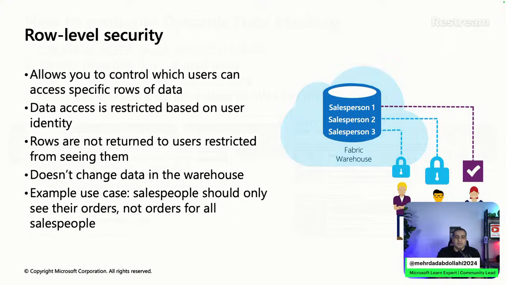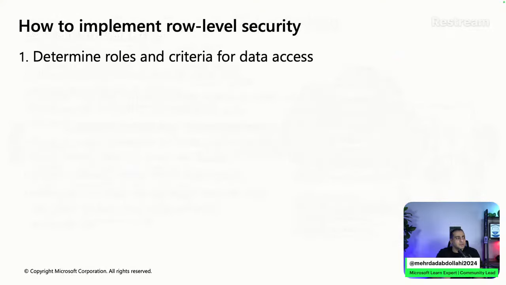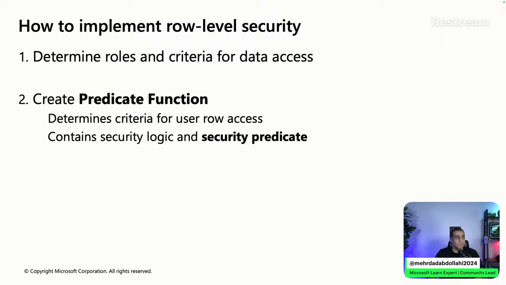Applying the row level security is not going to change your data in the warehouse, and basically, when the user is retrieving that, those row level securities are going to be applied by itself. And as an example, I told you about the sales department and the other department. And how to implement that? Of course, you need to firstly determine the roles and the criteria for the data access. For example, sales only have the sales data.